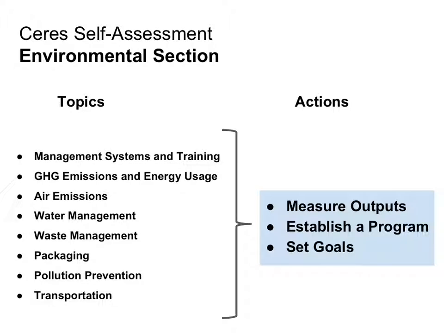The Ceres questionnaire includes these 8 sections: waste management systems and training, all the way down to transportation. I found it interesting that the questions for each of these sections basically asked readers if their organization had taken the following 3 actions: if activities and outputs were measured, if programs were established to reduce environmental impacts, and if goals had been set. These questions are perfect for identifying weak spots and areas of improvement.